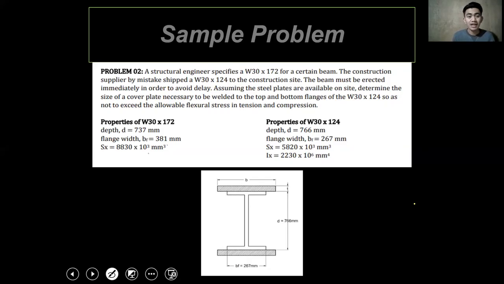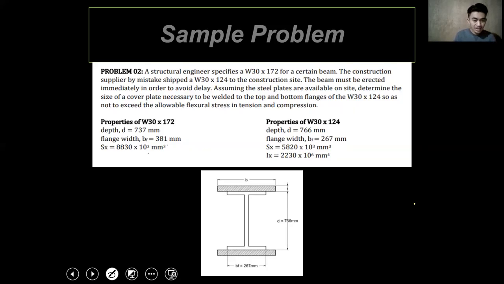The beam must be determine the size of the cover plates necessary to be welded at the top and bottom flanges of W30 by 124. So take note, top and bottom flanges, so as not to exceed the allowable flexural stress in tension and compression. So we also need to check kung okay yung design natin. So this time we will be determining base and then thickness and then check kung safe ba yung design natin.